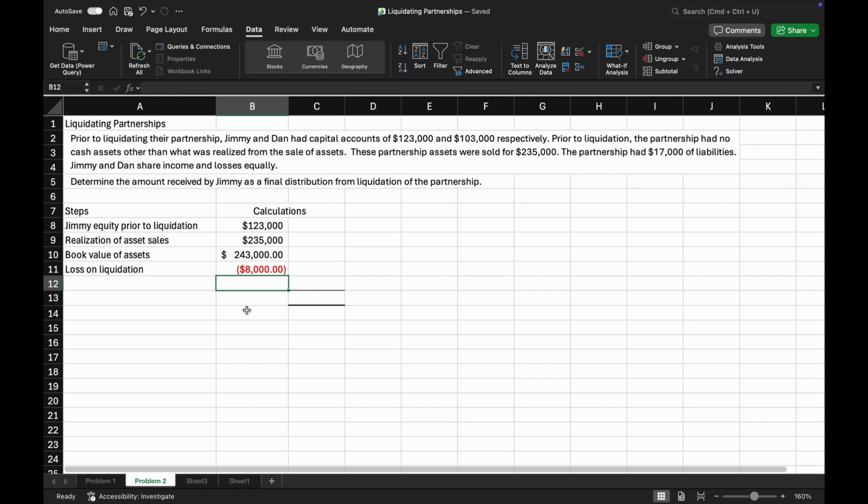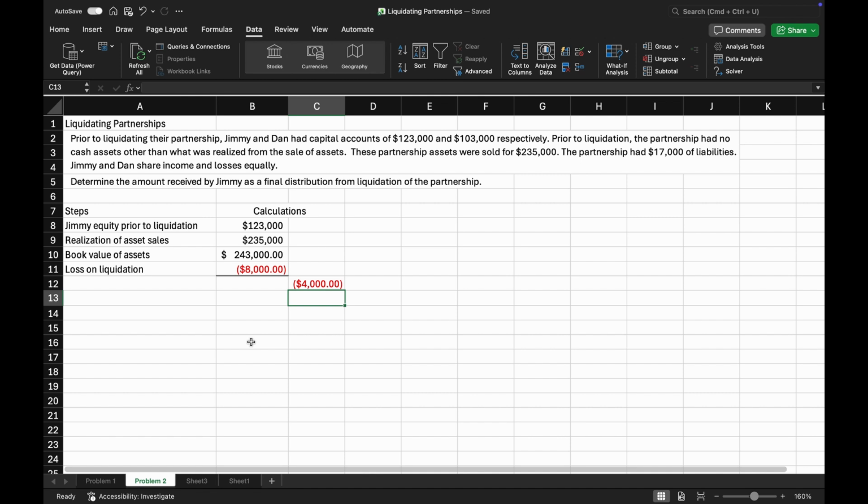Next, we must allocate the loss to the partner capital account based on the income sharing ratio. Since Jimmy and Dan share everything equally, the sharing ratio is once again 1-to-1 or 50% for each partner. For Jimmy, that'll be $8,000 times 0.5, which comes out to negative $4,000 for Jimmy's share of the loss.